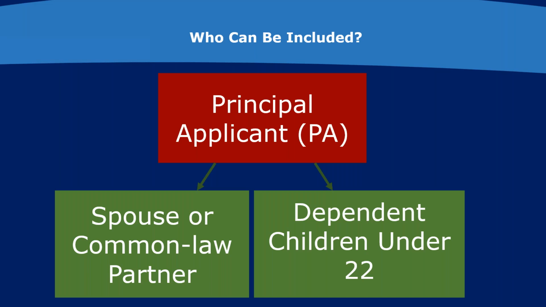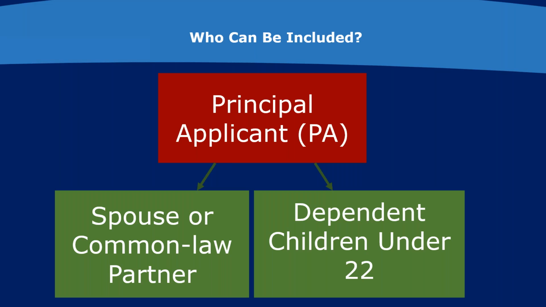So if the principal applicant has his or her son or daughter on the application package and they're under the age of 22, but that son or daughter also has their own child who is under the age of 22, that child can be included as a dependent of the principal applicant. The dependent child of the PA's spouse or common law partner, provided they are under the age of 22, can also be included.